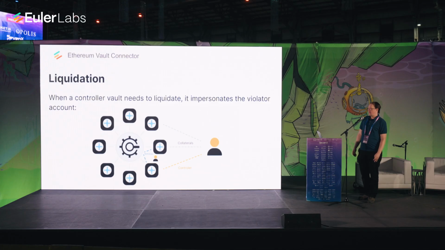But the nice thing is that this is, on some level, an emergent property of how the controllers work, right? It's basically just because you've given this sort of control to the controller to interact with your collateral vaults, and the EVC handles that authentication. The collateral vaults don't even know that they're participating in a liquidation, right? They just see that the user itself is withdrawing or transferring its funds, right? So no special logic needs to be put inside of the collateral vaults to support liquidation.